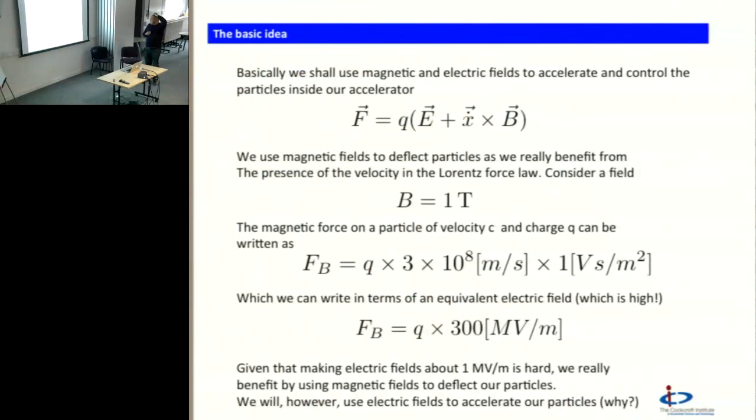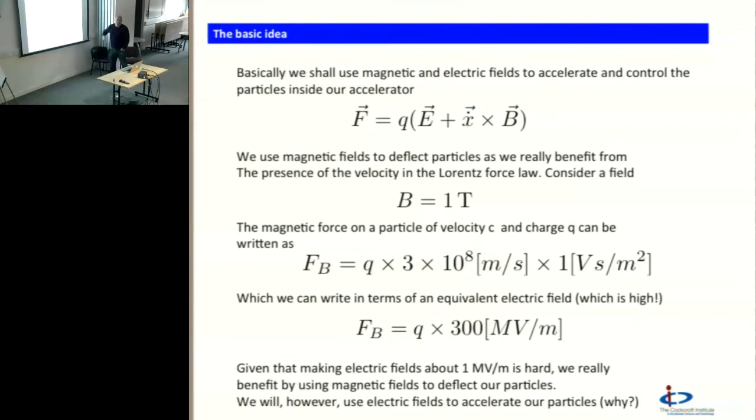We're going to use magnetic and electric fields to accelerate and control the particles inside the accelerator. So somebody will design a magnet and an accelerating cavity, give you the E field and the B field. We'll then use this equation and Newton's second law to calculate the motion and design the accelerator. That's the basic idea. We'll use the B field to deflect particles. We don't build the dipoles of the LHC or Diamond out of electric fields pointing transversely, because we can use a magnetic field and really benefit from the presence of the velocity in the Lorentz force law.